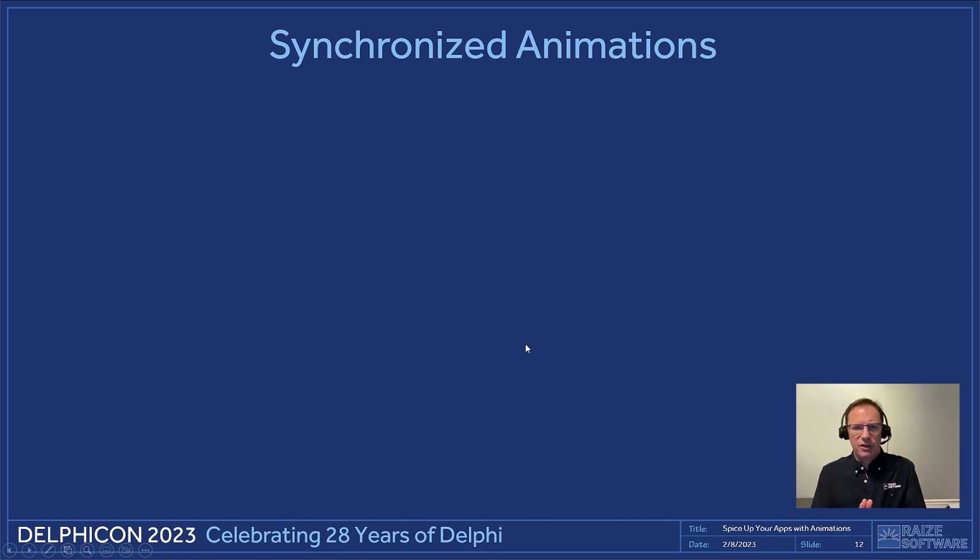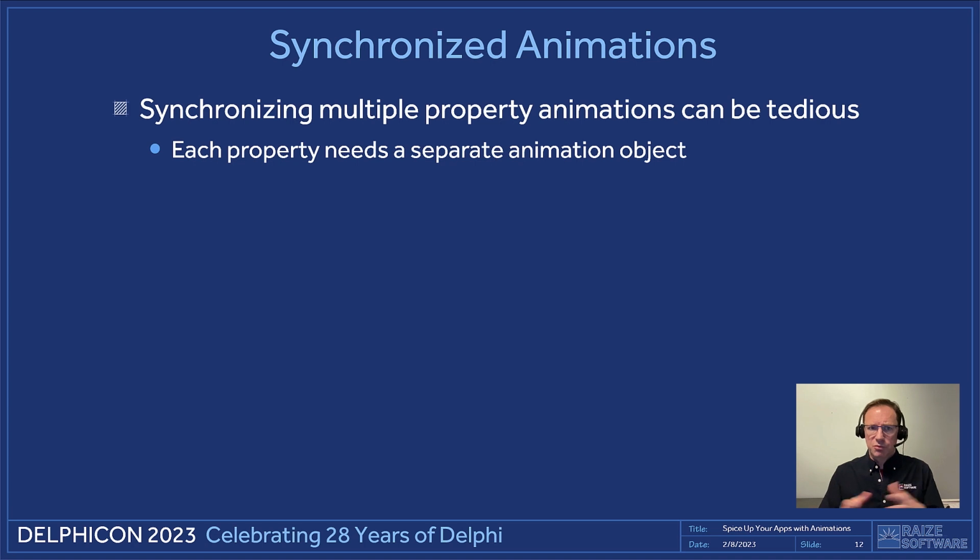So next up, I want to talk about synchronizing animations. I've mentioned this before, but just to re-illustrate, in order to animate multiple properties on an object, each property needs its own animation object. Which you can certainly do.